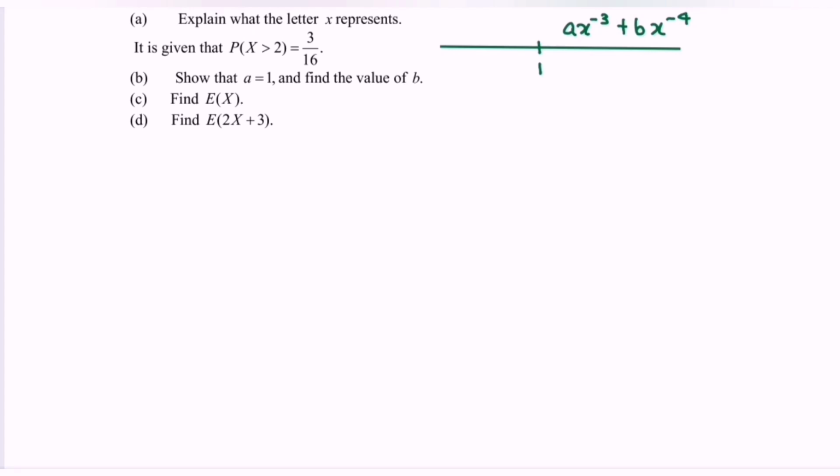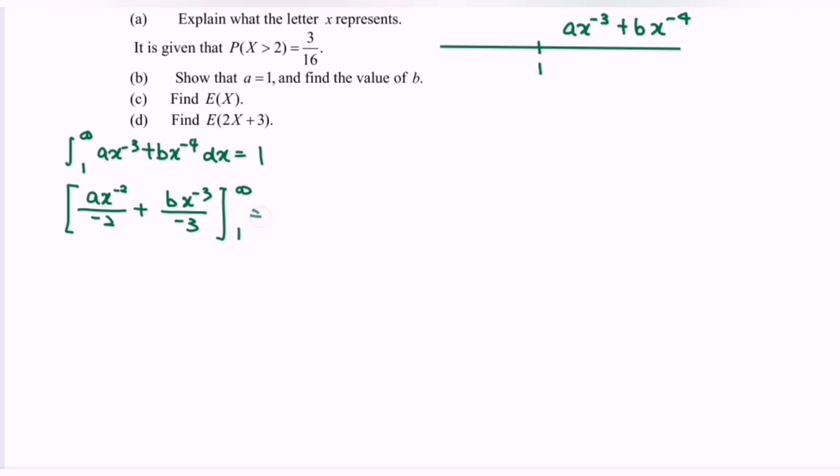So here it mentions that it is a continuous random variable. So integrate, start from 1 until infinity, the function a x to the power negative 3 plus b x to the power negative 4 with respect to x, equals 1. Kindly integrate: a x to the power negative 2 over negative 2 plus b x to the power negative 3 over negative 3, with the limits infinity and 1, equals 1. Rewriting, we have a over negative 2x squared plus b over negative 3x cubed.